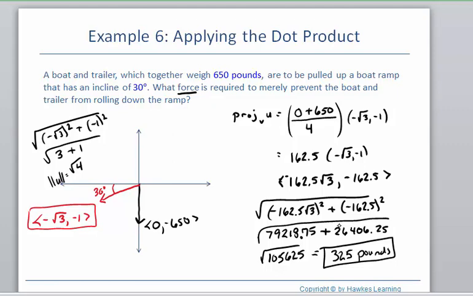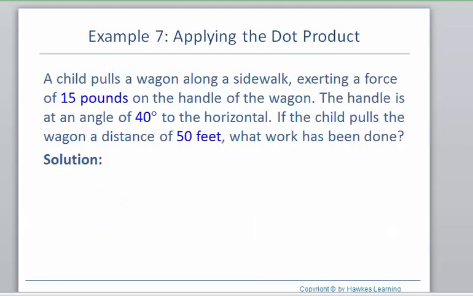Okay, so again, just to summarize what we have to do in a problem like this, we need to find a vector to represent each of the two forces. One to represent the gravity and the weight of the object, and the other to represent the path that it's going to move in. Once we do that, we're going to do a projection vector for the two vectors that we have. And once we find that projection vector, we're going to then find the magnitude to find our new force. Okay, so let's move on to our second example.